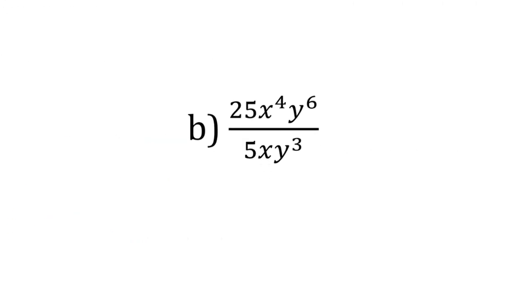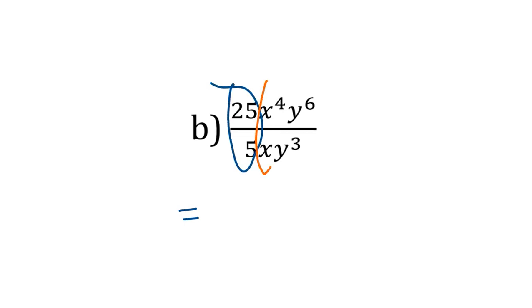And then we start to get into some harder ones that have multiple variables, but you're matching up parts. Numbers with numbers, X's with X's, Y's with Y's, right? 25 divided by 5. X to the 4 divided by X. X to the 3, X cubed, very good. And then again, 6 minus 3 is 3, so that's Y cubed. See how that works?